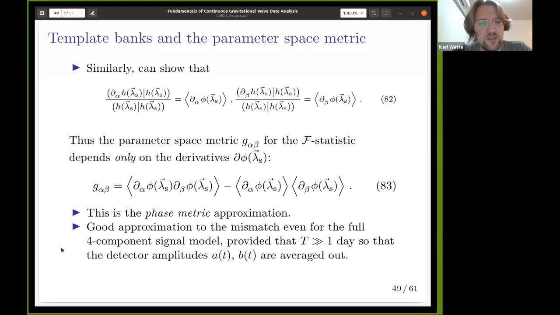And you might think this is a bit of a simplified result because we've only assumed this very simple sinusoidal model. But it turns out this is a very good approximation to the mismatch, even for the full four-component continuous wave model that we use to do searches, provided we search over much longer than a day, which we usually do. We usually look at a year's worth of LIGO data. And in that case, these A and B amplitudes, which are put on the full model, tend to average out. So equation 83 is actually a very useful tool and something we use all the time to build our template banks.